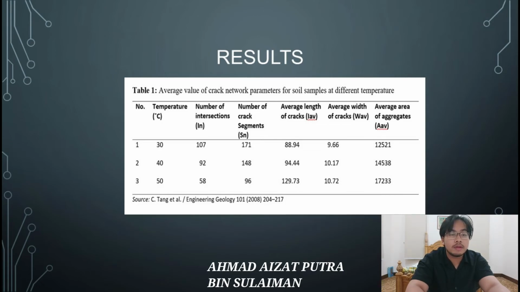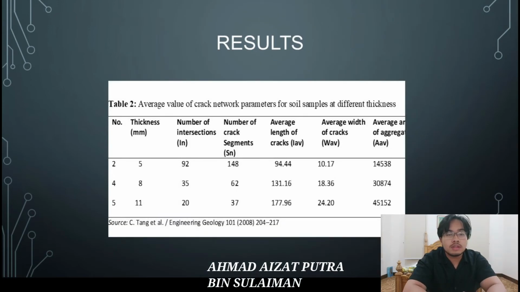Moving on to table number 2, which is different thickness. The thickness for each sample is 5 millimeters, 8 millimeters, and the last one is 11 millimeters. Same as table number 1, the highest result is obtained by the sample that has the lowest thickness, which is 5 millimeters, followed by the 8 millimeter and also 11 millimeter.